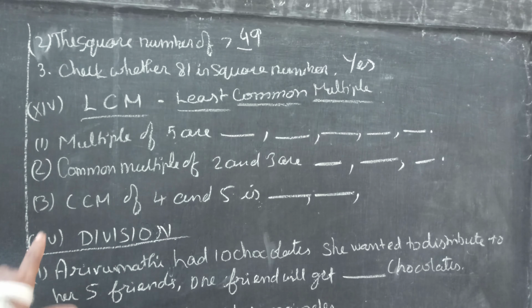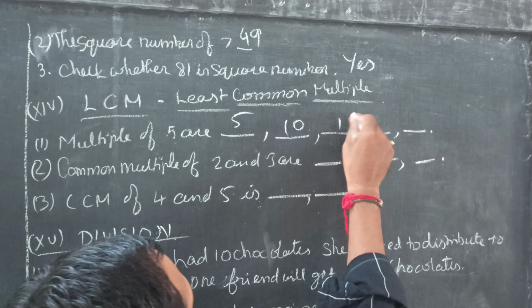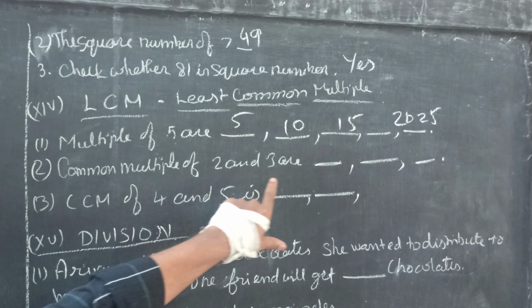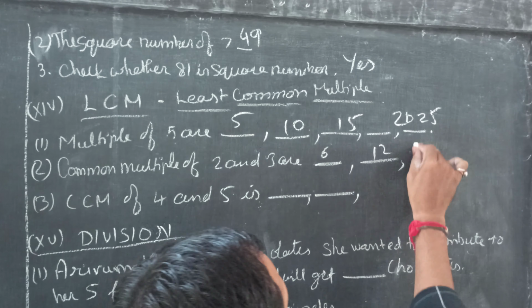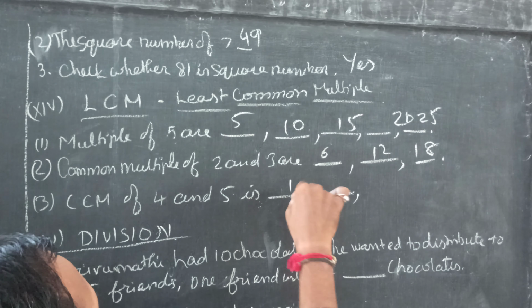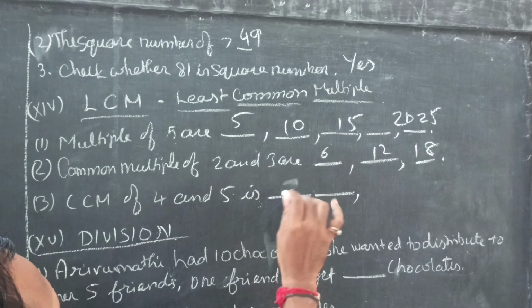So LCM, least common multiple. Multiples of 5 are 5, 10, 15, 20, 25. Common multiples of 2 and 3 are 6, 12, 18. LCM of 4 and 5 is 20.